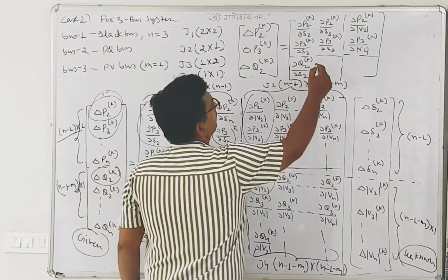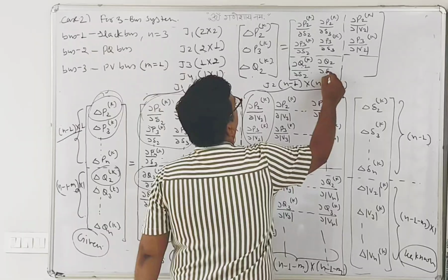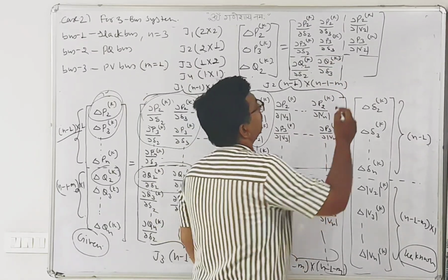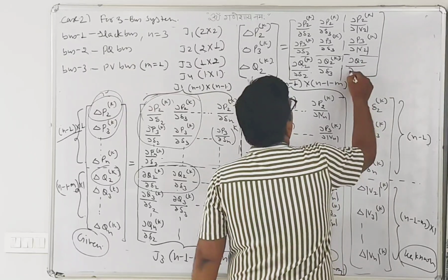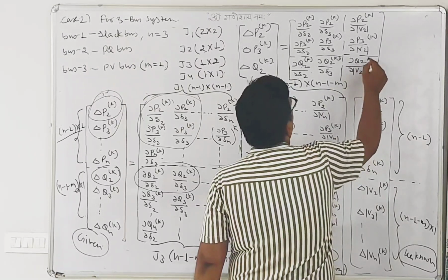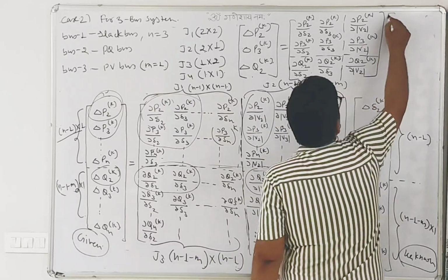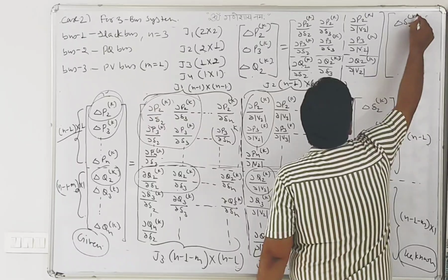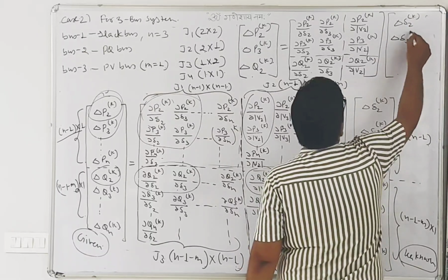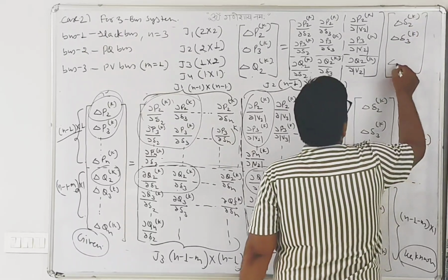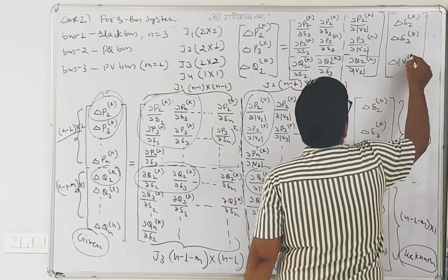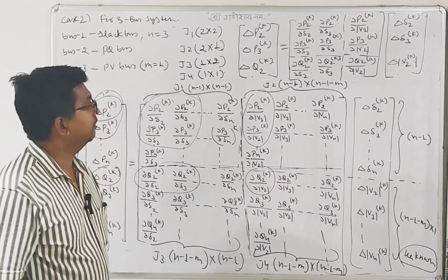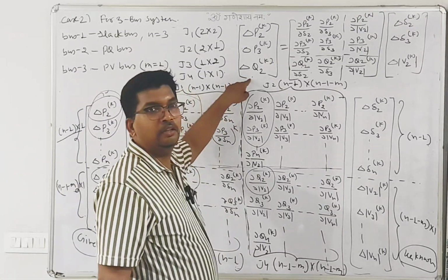Then this becomes delta Q2 upon delta V3 for the kth iteration. And the last is 1 cross 1, so this becomes delta Q2 upon delta mod V2 for the kth iteration. Now what are the unknown quantities? It is again a 2 cross 1: change in delta 2 for the kth iteration, change in delta 3 for the kth iteration, and the last is change in mod of voltage for the kth iteration. So this is the complete structure for the 3 bus system.